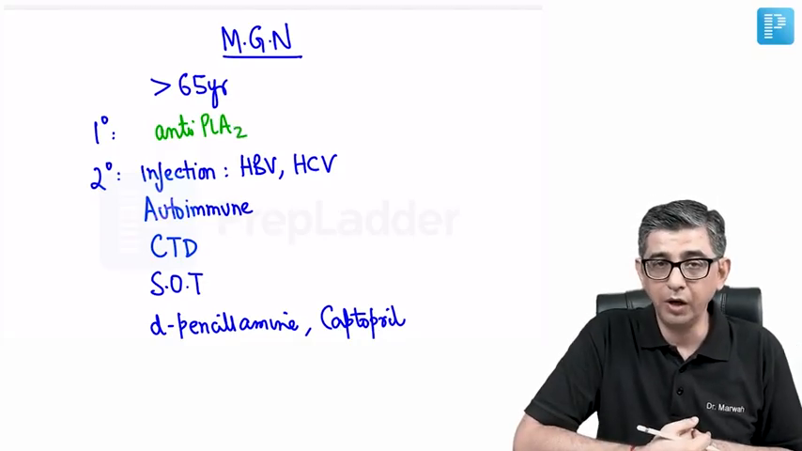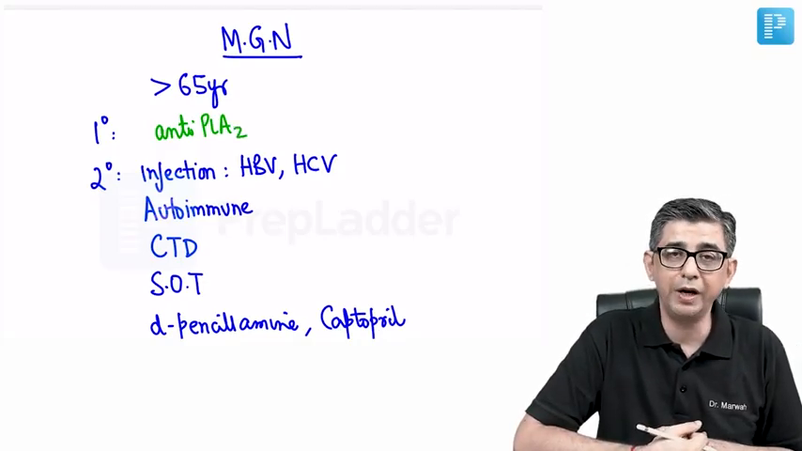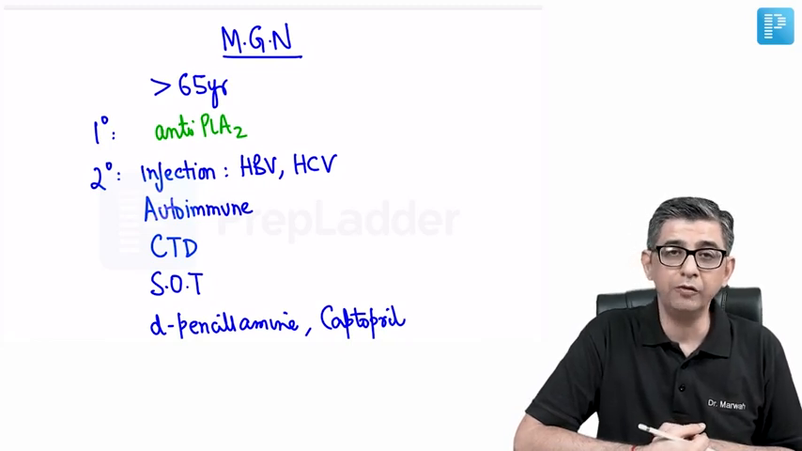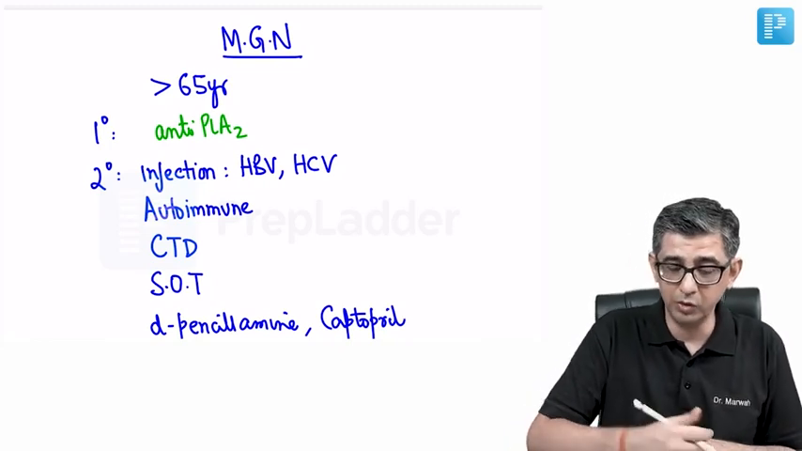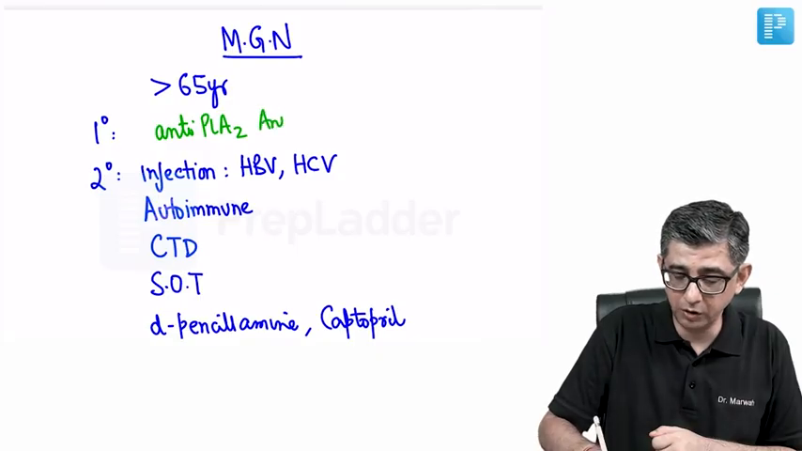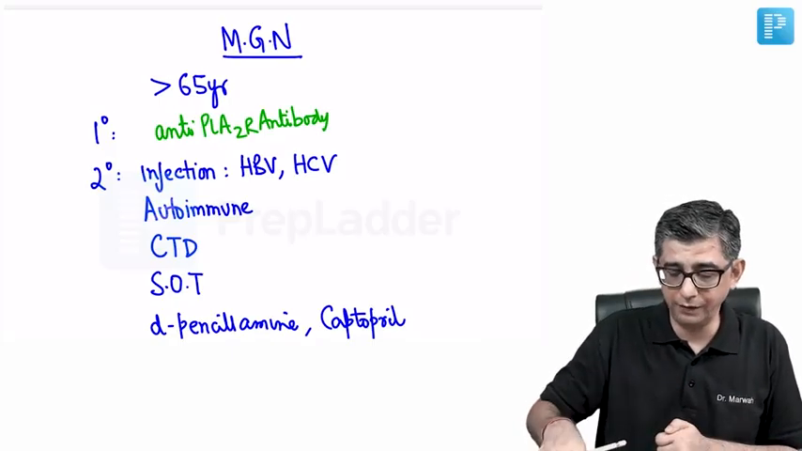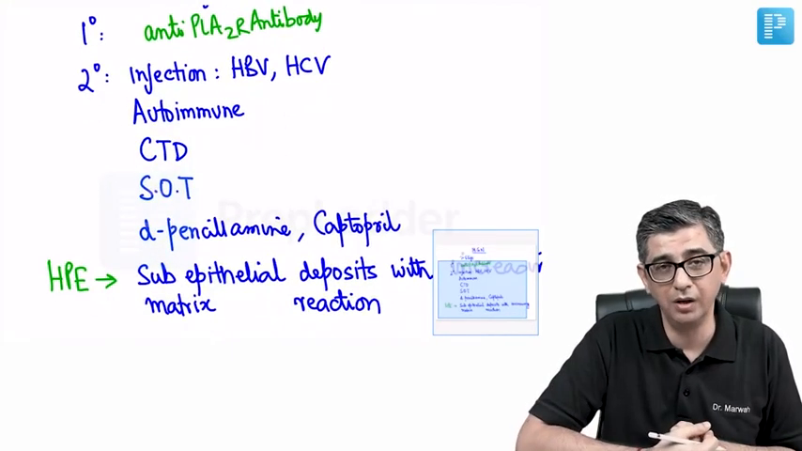In fact, this antibody has reduced the requirement of kidney biopsy for diagnosis of MGN. The majority of cases of MGN can be diagnosed simply on the basis of demonstration of anti-phospholipase A2 (anti-PLA2) receptor antibody. This would be one of the easier ways for identification, and then there could be associations with infection.